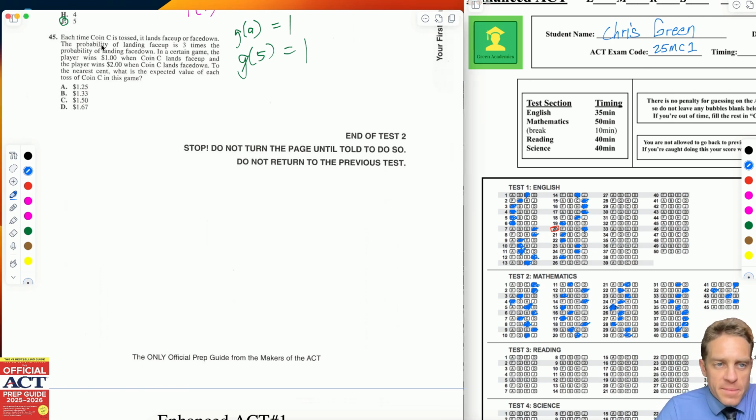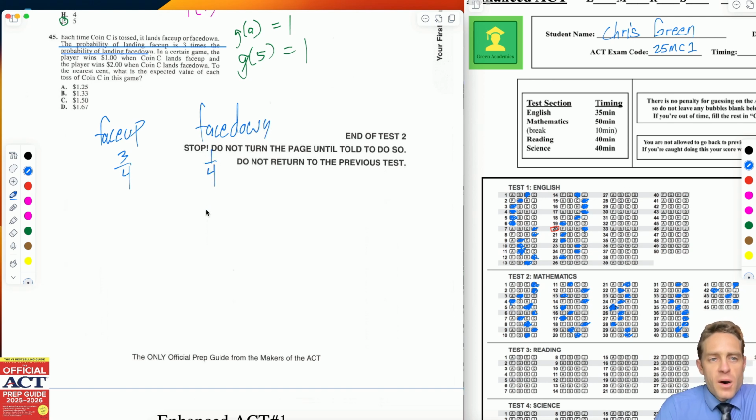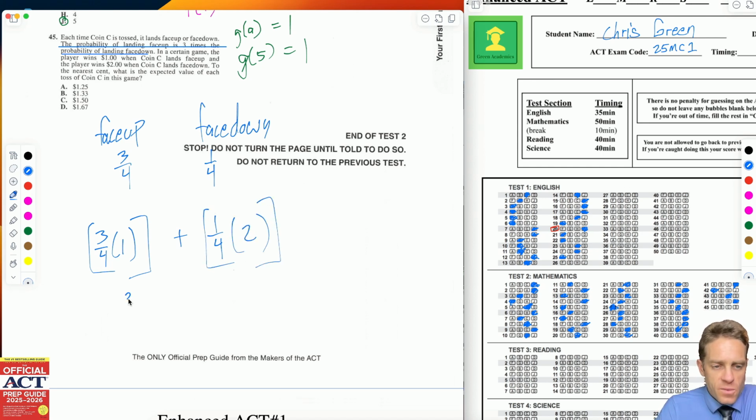Well, a lot of people would get tripped up by this. So landing face up is 3 times landing face down. That means that face up is 3/4, right? Face up is 3/4 probability, and face down is 1/4. Okay, then you get $1 for face up. So it's 3/4 times $1. And you get $2 for face down, which is this, which is 3/4 plus 1/2 is 5/4, which is $1.25.